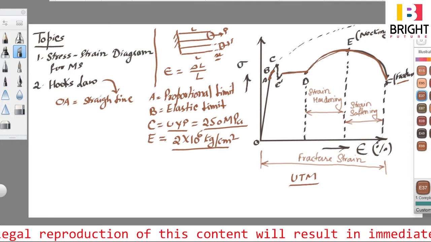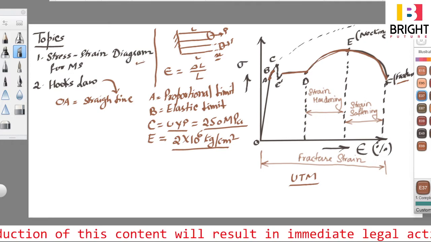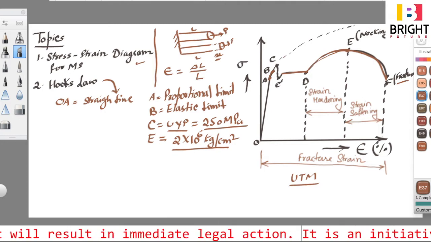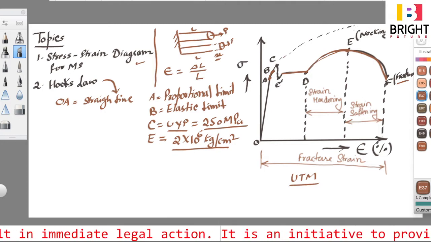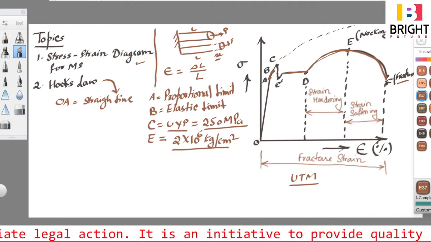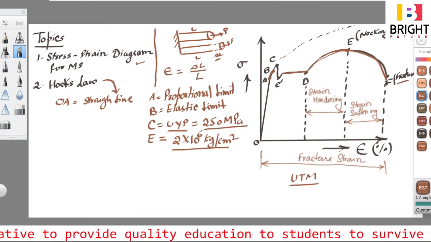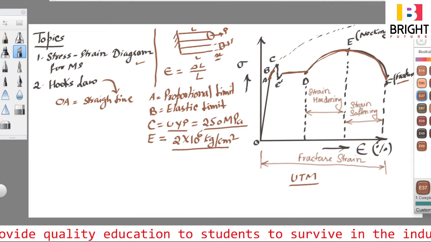Now next, so this is the stress strain diagram for mild steel, and in case of true stress, the curve is increasing constantly, up and up. The reason is area is continuously decreasing, so the stress is continuously increasing, right?